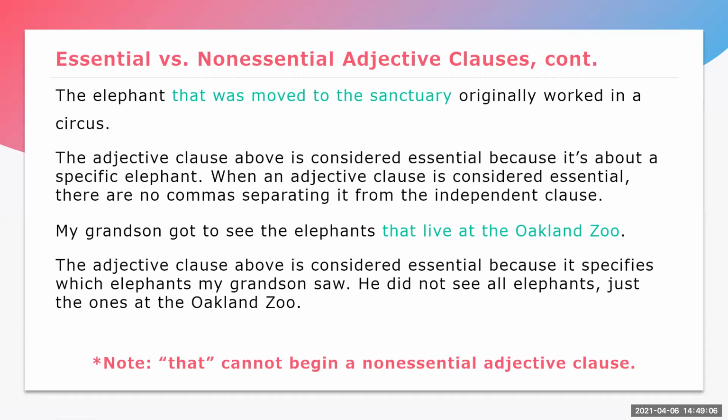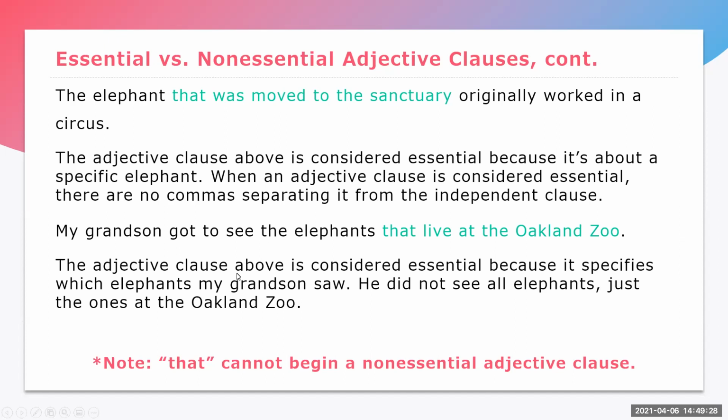Essential adjective clauses make the nouns they're referring to more specific. So in this case, this first sentence, the elephant that was moved to the sanctuary originally worked in a circus. The adjective clause that was moved to the sanctuary makes it clear which specific elephant I'm referring to.